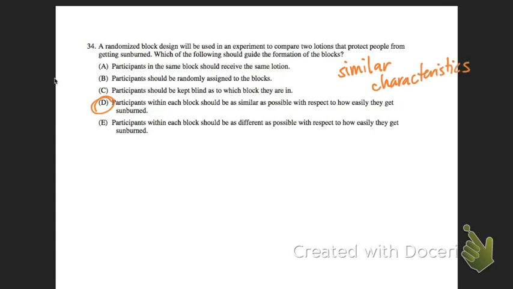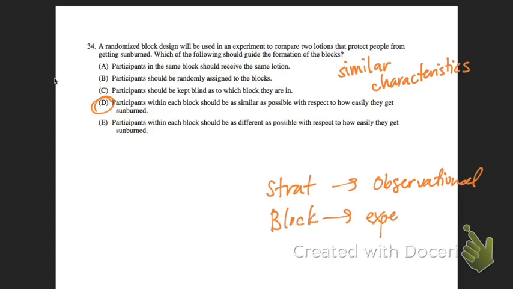It's the same thing, but stratified. Stratified goes with observational studies, and then blocking goes with experiments. So they are the same thing, just using different wordage or vocabulary. Stratification is observational, blocking is experiments, but they do the same thing.